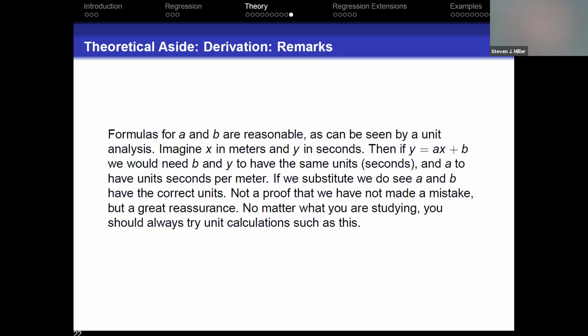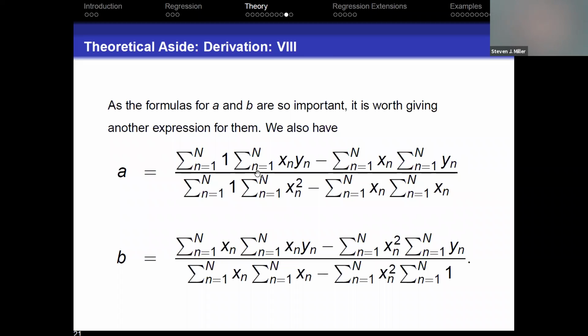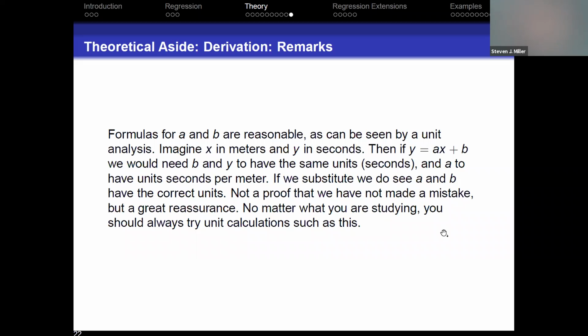Well, I like to put units in. So let's imagine x is in meters, and let's imagine y is in seconds. So if y equals ax plus b, if y is in seconds and x is in meters, then b would have to be in the same units as y, so b would have to be in seconds, and a would have to be in seconds per meter. And so if you go back to the previous slide, you can go through and put in the units for x's and y's and see that you will get the right thing at the end of the day. So that's a good way to see that the answer is reasonable, this quick unit analysis. And we'll talk a lot more about units later in this series.